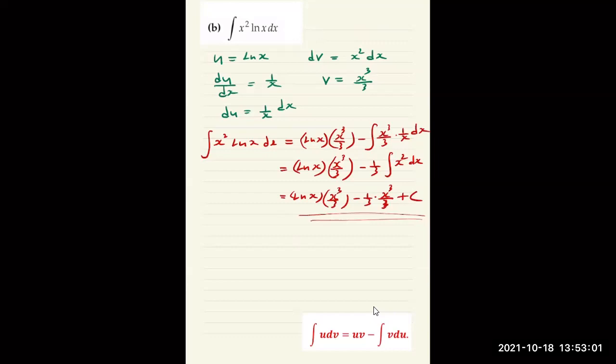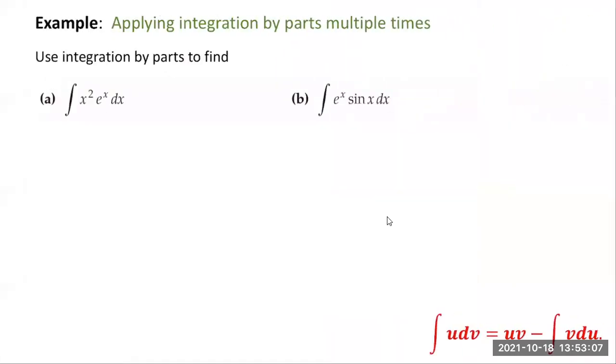Okay. This is another application of the integration by parts formula. Let's move on. Next, again, I want to apply the integration by parts formula to different examples. Here is the example that I want to do next. Apply the integration by parts formula to integrate each of these functions. Let's work on the first part. I'm going to identify my u and dv.